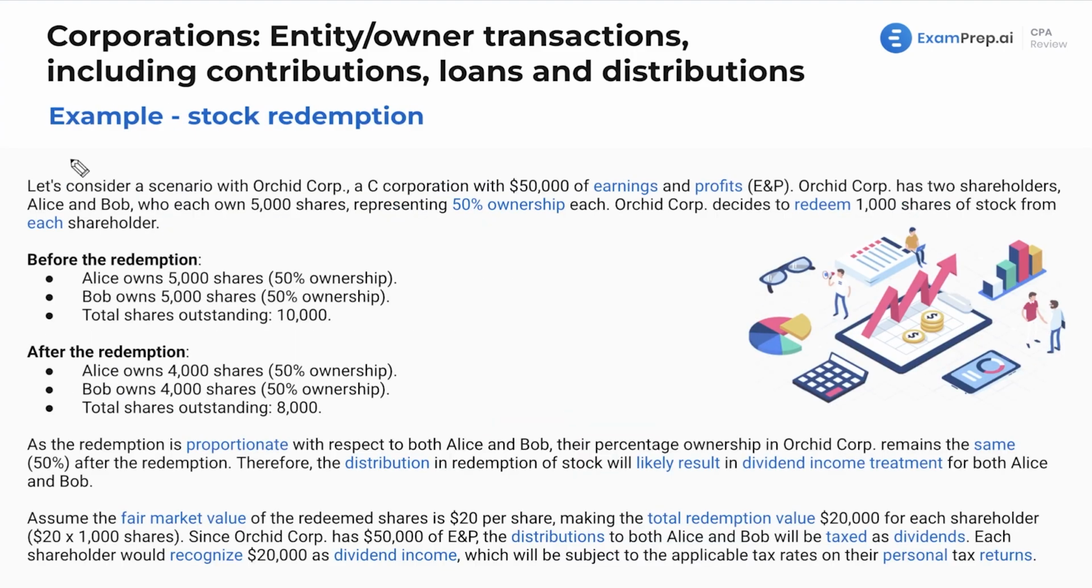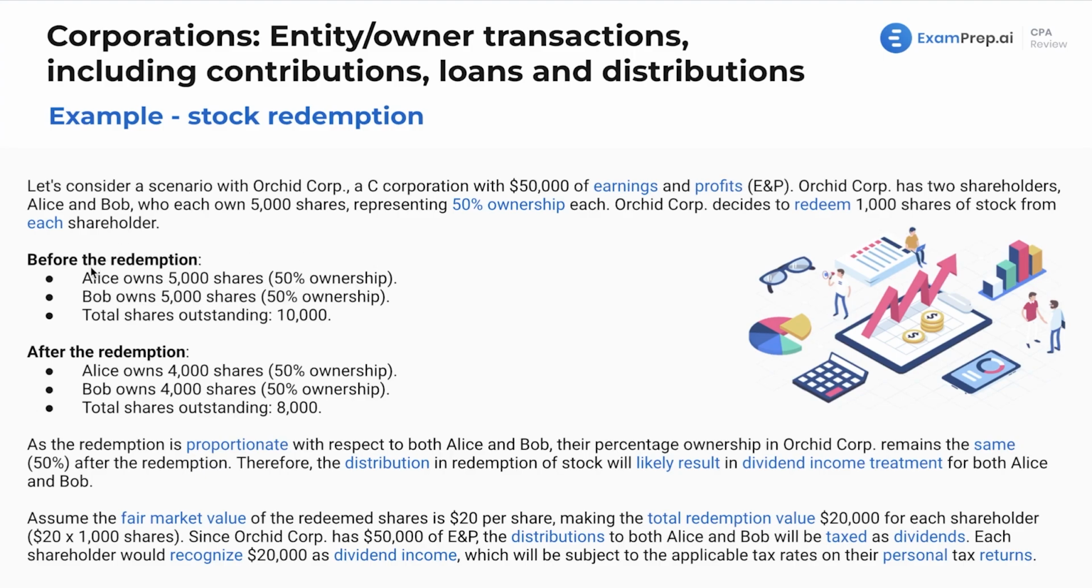We got a scenario here. We've got Orchid Corp, a C Corp with $50,000 of E&P. The corporation has two shareholders, Alice and Bob, who each own 5,000 shares, representing 50% ownership each. The corporation decides to redeem 1,000 shares of stock from each shareholder.